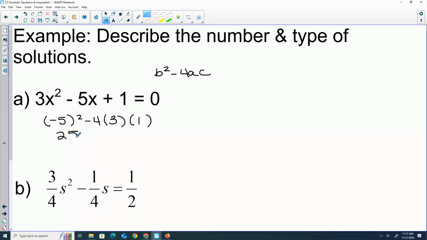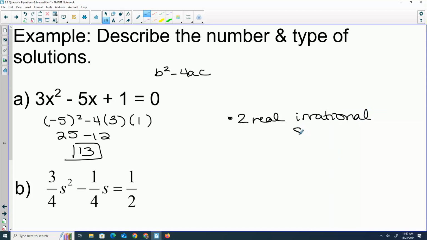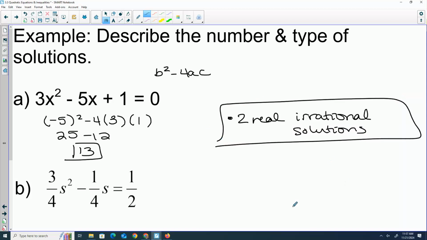So we get 25 minus 12, which is 13. So my discriminant is 13. What does that tell me? It's irrational because it's not a perfect square, and it will be 2 real solutions because it's positive. So we have 2 real irrational solutions. When I solve it, my answer will still have a radical in it, but I will get 2 real answers.